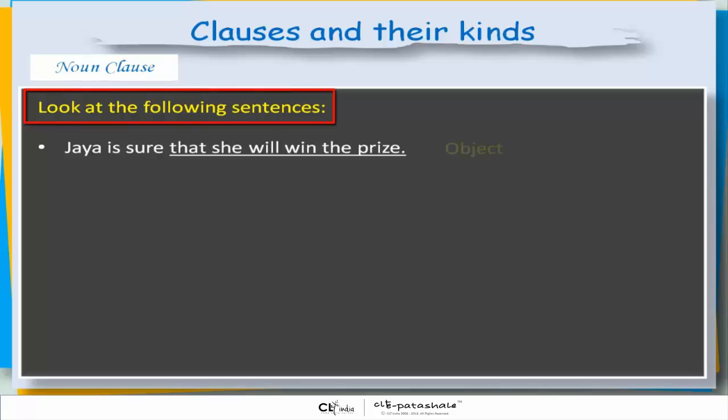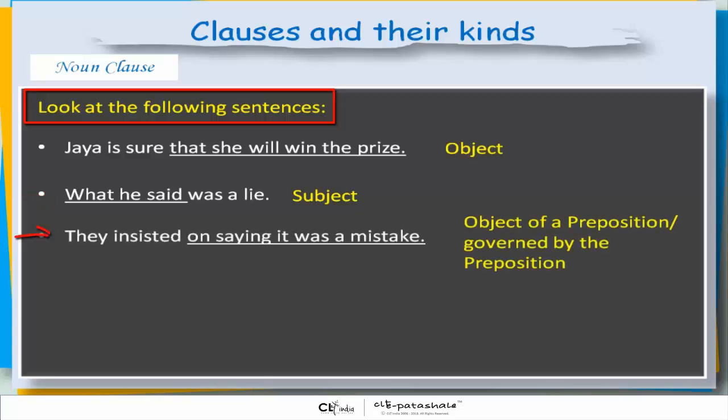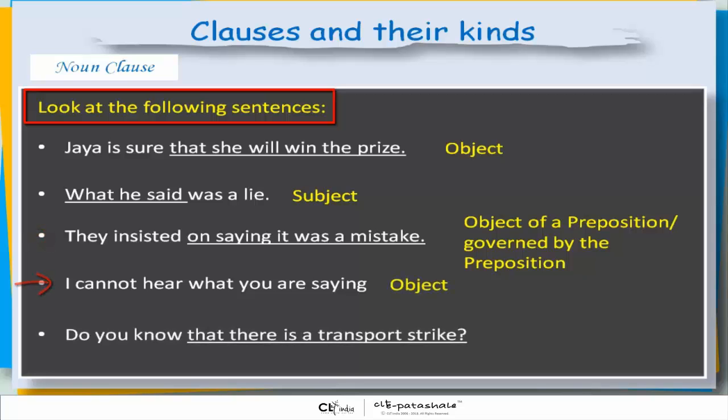Now let's look at these sentences. Jaya is sure that she will win the prize. Here the noun clause is the object. What he said was a lie. It's the subject here. They insisted on saying it was a mistake. Now here it is the object of a preposition and it is governed by the preposition. I cannot hear what you are saying. Do you know that there is a transport strike?